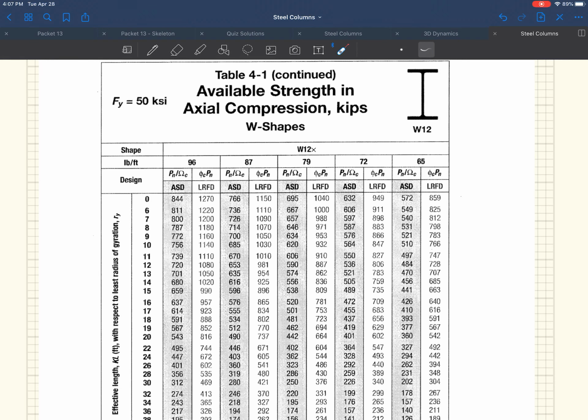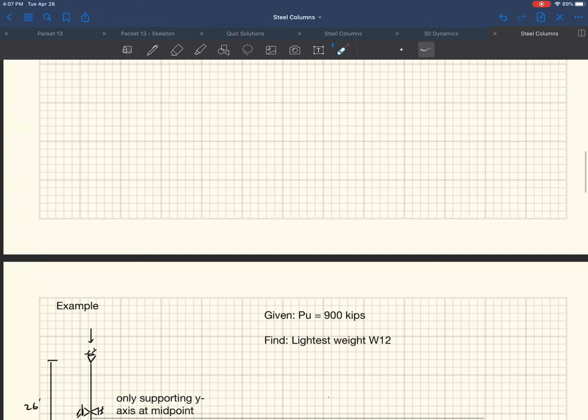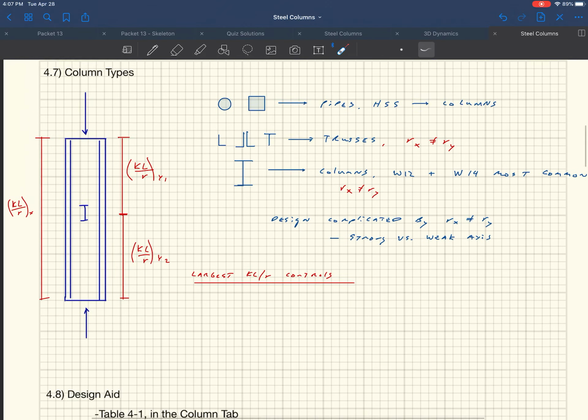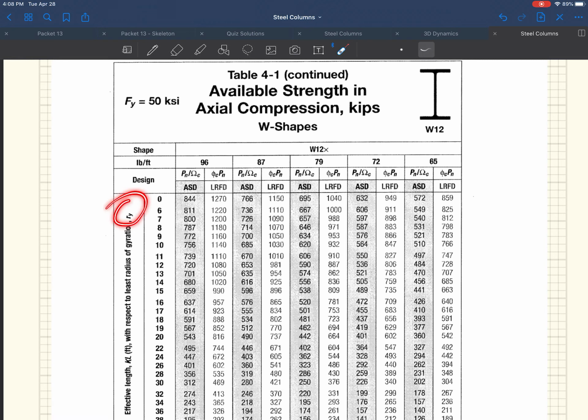So one way that they could handle this, what if it's going to buckle about its strong axis? Like we said before, it's this whole problem: is it going to buckle about its strong axis over a longer distance, or its weak axis over a shorter distance? We don't know. So one way they could have done this is to make tables like this that had rx instead, based off of KL over rx instead of KL over ry. But then that steel manual would be even thicker.